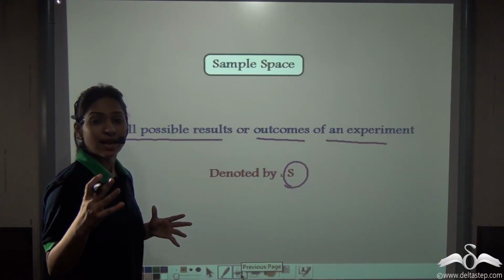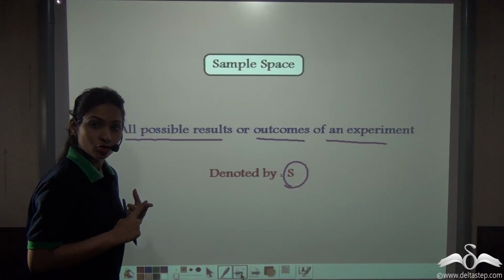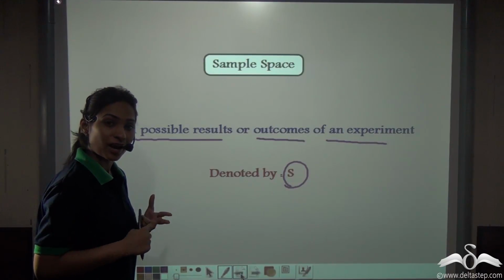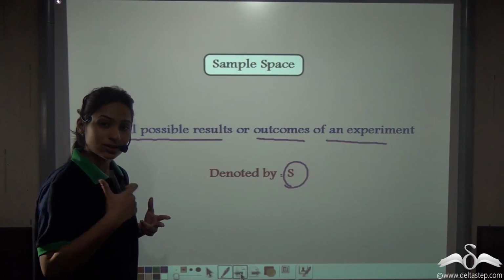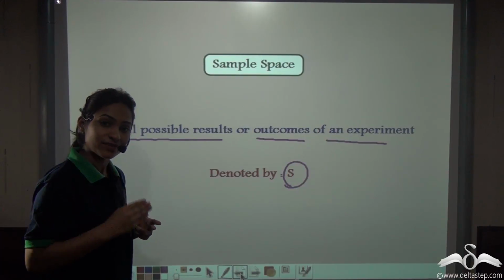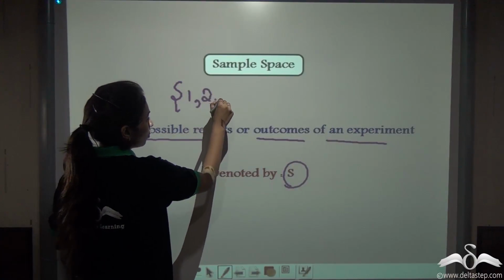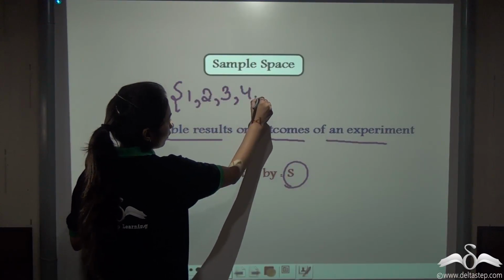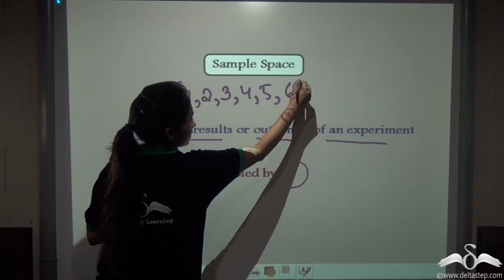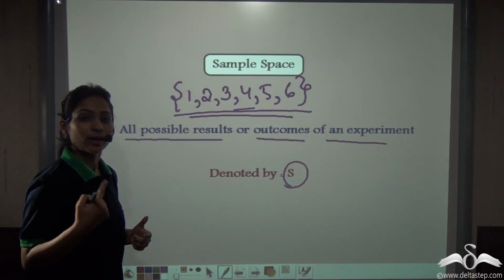Now, rolling a die, we were doing that. Can you tell me what will be the sample space of rolling a die? Well, it can be 1, 2, 3, 4, 5, 6. I can get any of those 6 numbers. So the possible outcomes are 1, 2, 3, 4, 5, and 6. This will be the sample space of the experiment of rolling a die.